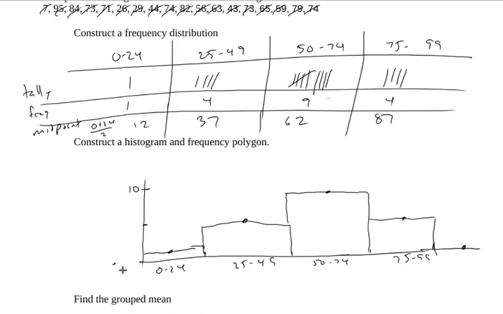For my frequency polygon, I suppose I should go a little bit beyond the existing boxes, pretending as if there was another box here from negative 25 through negative 1, and over here 100 through 124, with frequencies of 0, and our polygon looks something like this. So that's our frequency polygon.